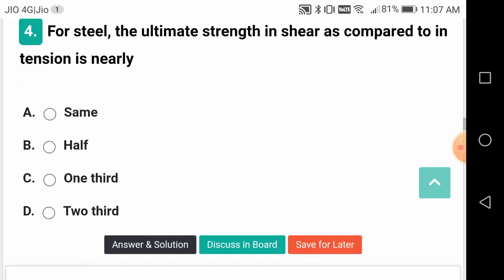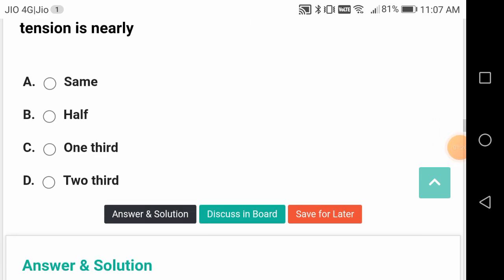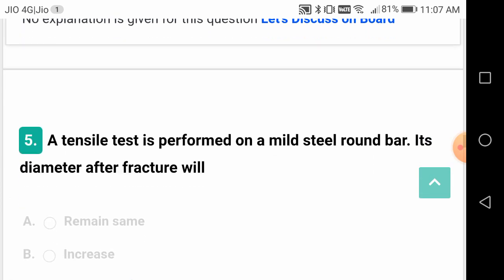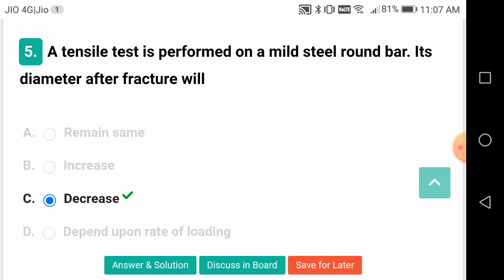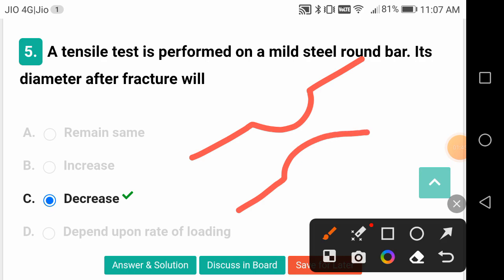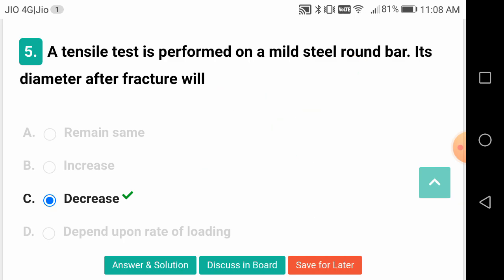My friends, compared to tension, in shear the material components, especially ductile materials, fail at a stress which is almost half of that in normal loading or normal stress. A tensile test is performed on a mild steel round bar. Its diameter after fracture will decrease. So this is how it is going to be after. Here it will get broken. This is initial diameter, this is final diameter. Let us say initial diameter is Di and final is Do. Do is always less than Di.